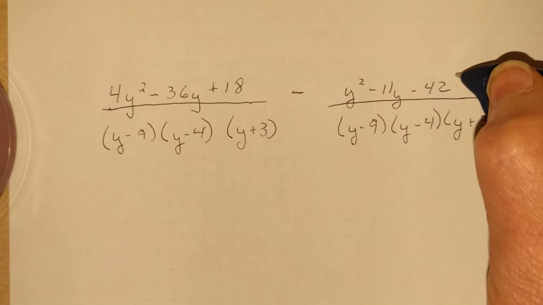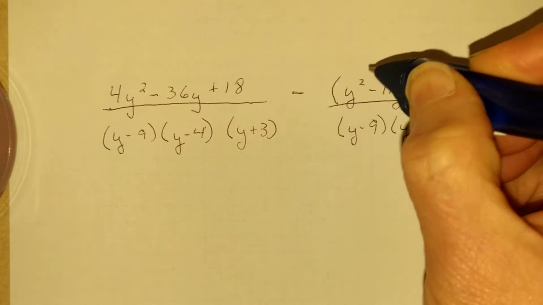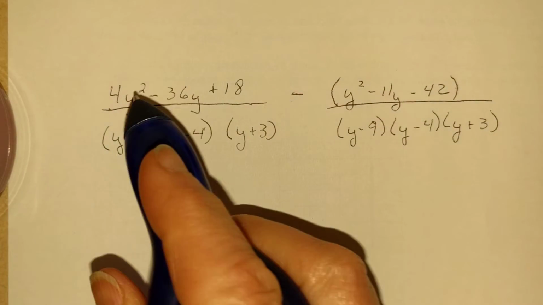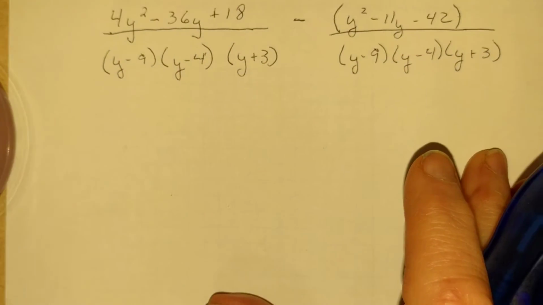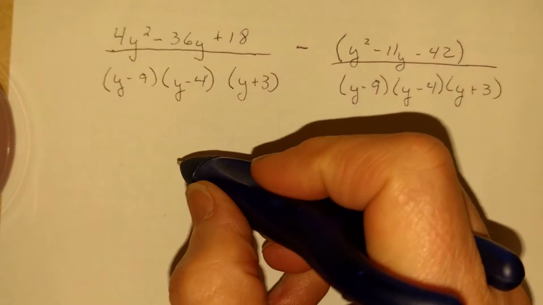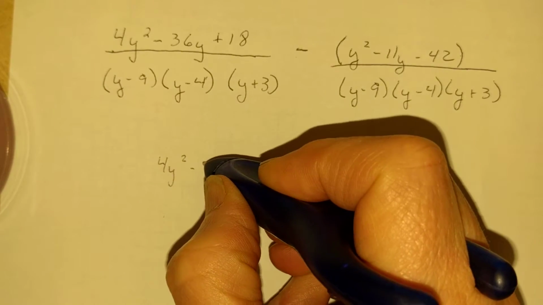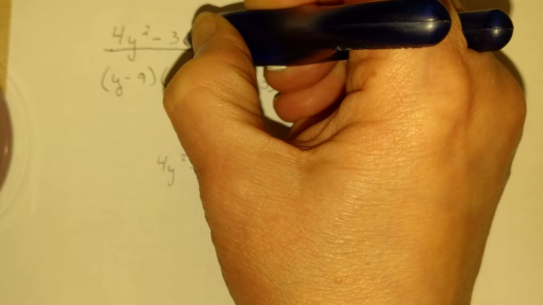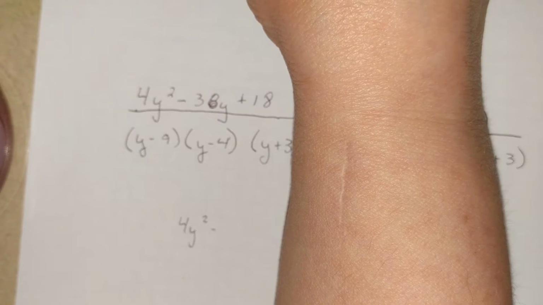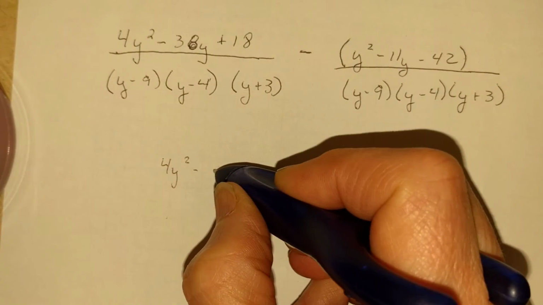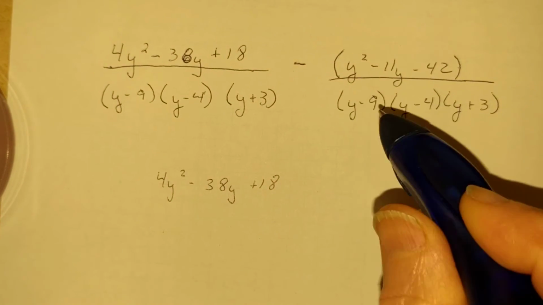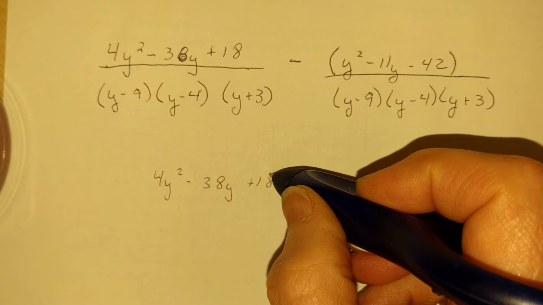I am subtracting, so I'm going to make sure to put this in parentheses because I need to distribute that negative. Because I have common denominators, I can just subtract my numerators. So I'm going to rewrite everything again. 4y squared minus, this should be 38. Sorry about that. You were probably all yelling at the screen. 38y minus 38y plus 18. And then this minus, I'm going to distribute it as I write it down here.